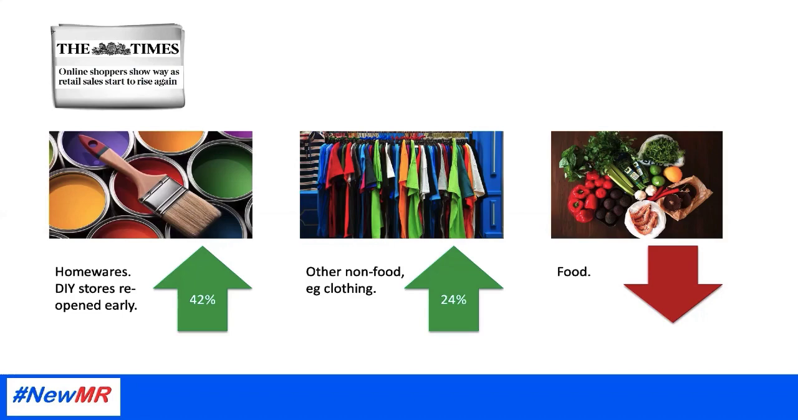When the stores reopened here in London, the first thing that happened was that a huge queue formed outside of Nike's flagship store on Oxford Street. And the statistics that you see here refer to the UK in May, so last month. And other non-food such as clothing, right in the middle, went up by a massive 24% in terms of retail sales during May.